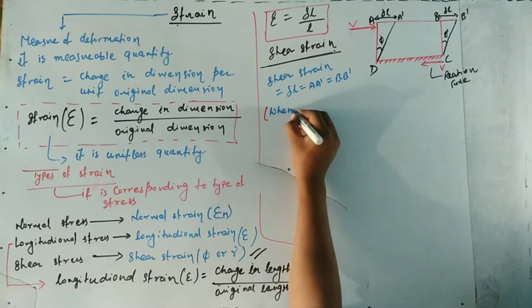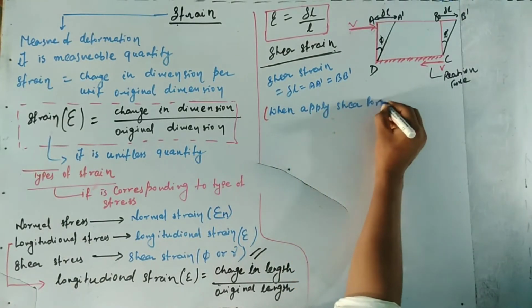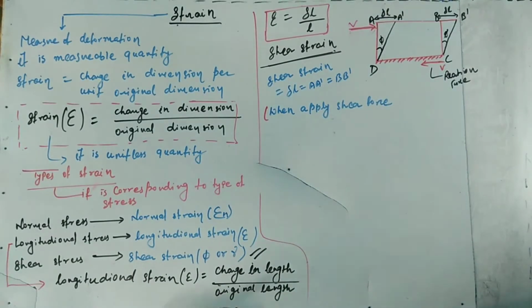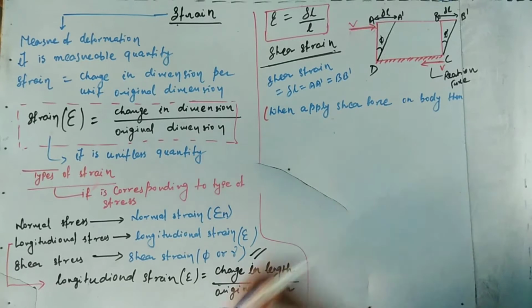So how will we calculate the shear strain? First we see that when shear force is applied on the body, the body tries to tilt from A to A dash and B to B dash.